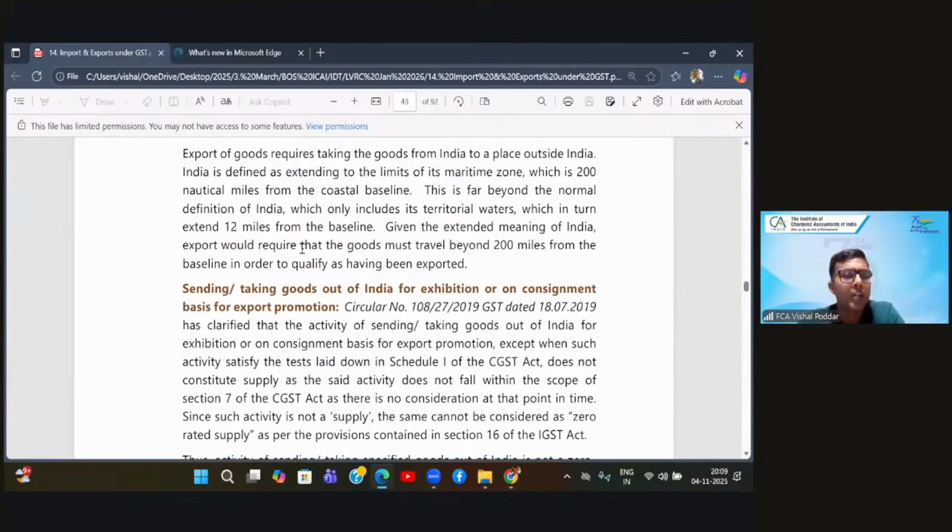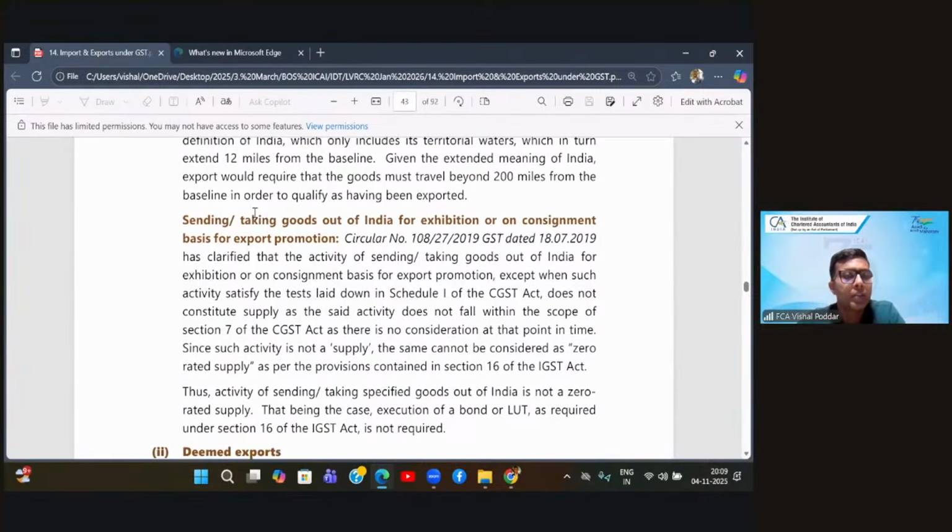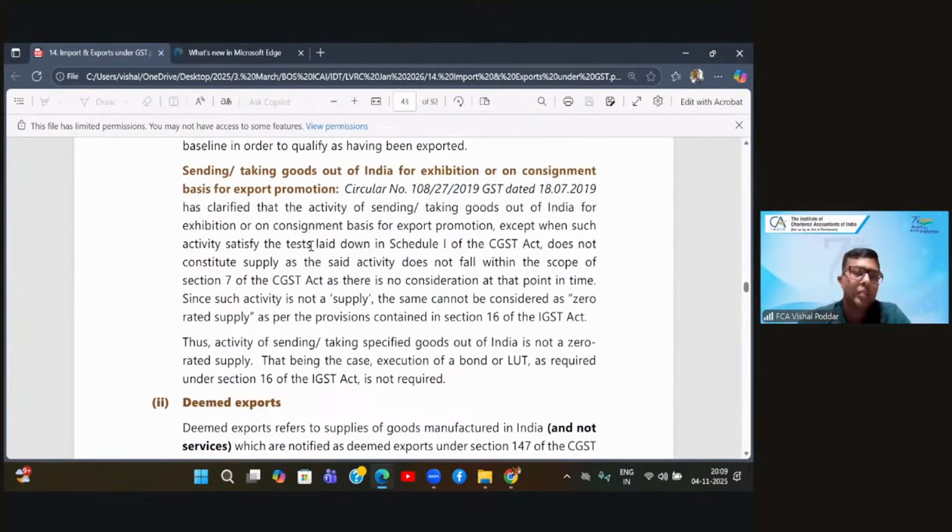Given the extended meaning of India, export would require that the goods must travel beyond the 200 nautical miles from the baseline. Only then it will qualify as exports. Now, some important pointers. Sending goods out of India for exhibition or on consignment basis for export promotion. So many times we have to send goods outside so that they can be displayed in some foreign exhibition or they can be distributed there for the purpose of export promotion. Now, in this case, the question is what will be the GST implication? Because practically these goods are going out, but they are not getting sold and they may not be written back.